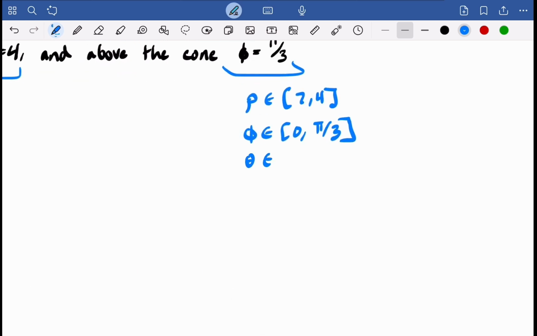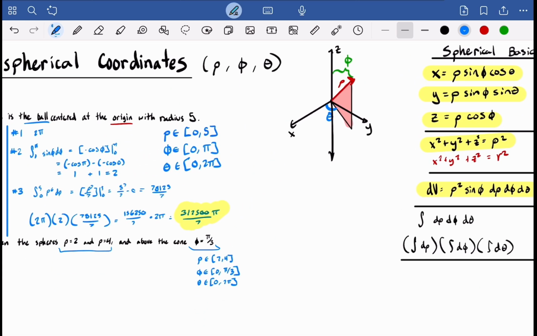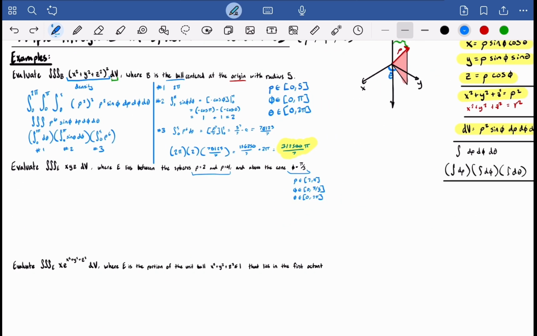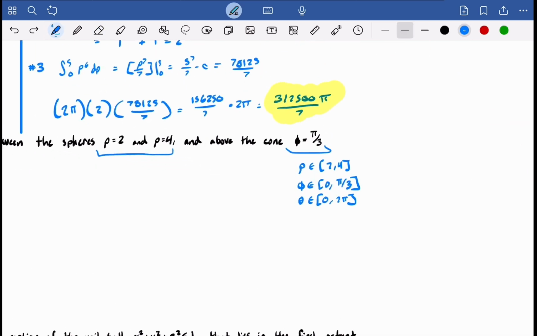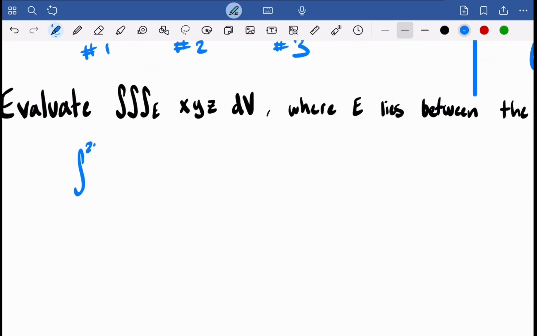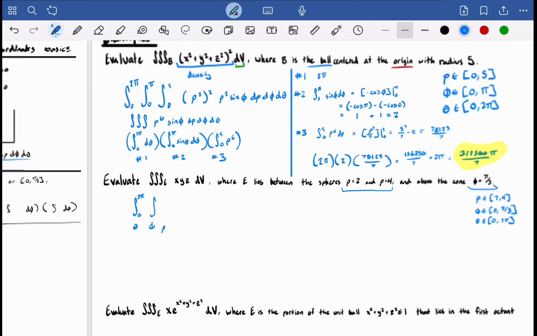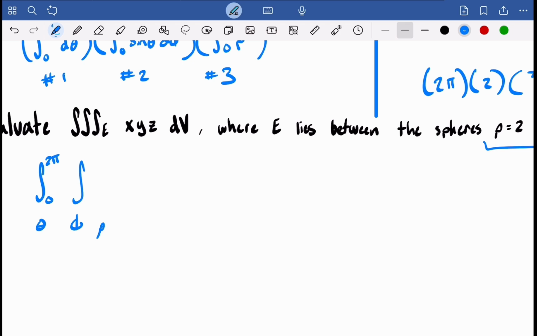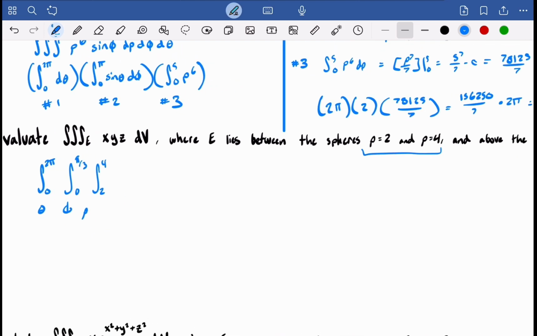So theta is going to then be from 0 to 2 pi, because in a cone we are looking at the entire circle on the xy plane. We're not restricting to any octants or any regions. So now that we have our bounds, we have quite the simple integration here: theta from 0 to 2 pi, phi from 0 to pi over 3, and rho from 2 to 4.